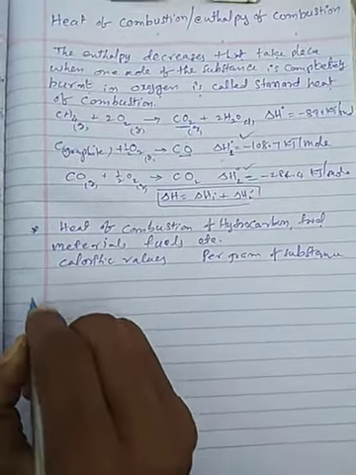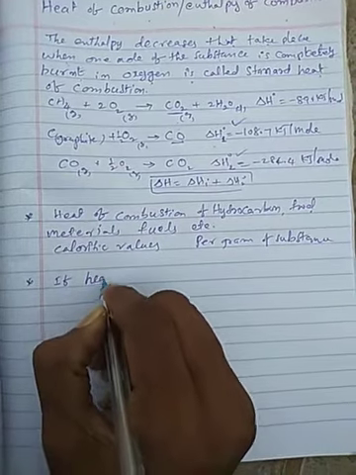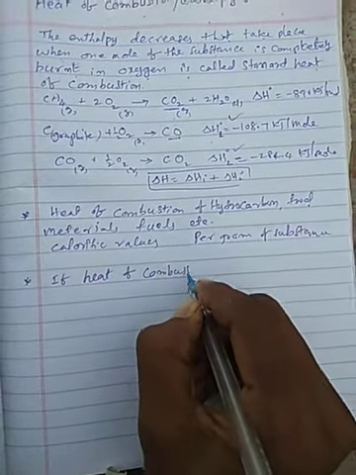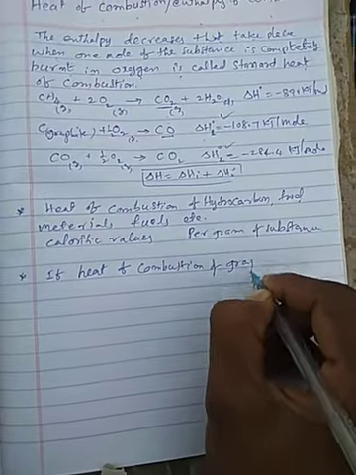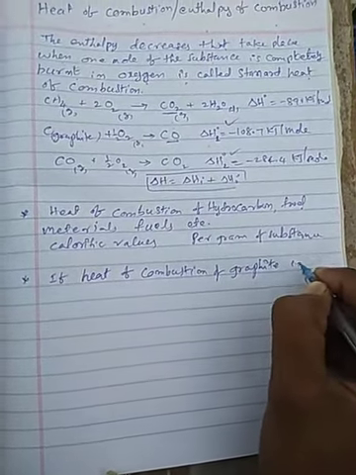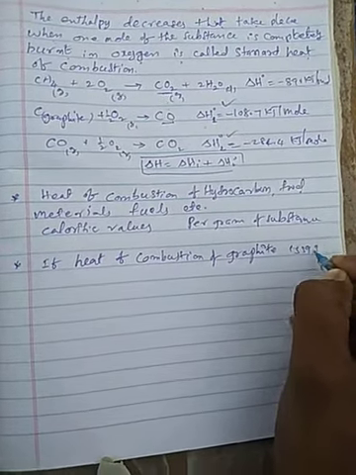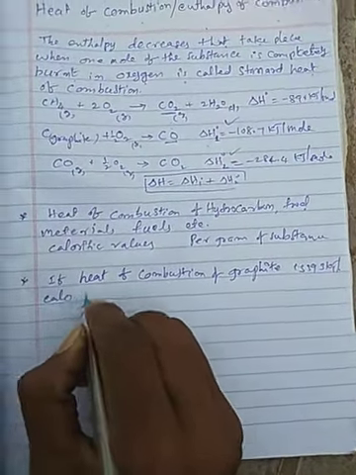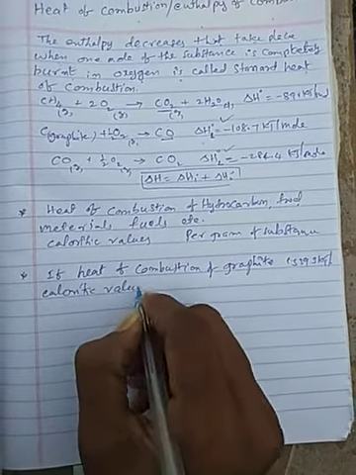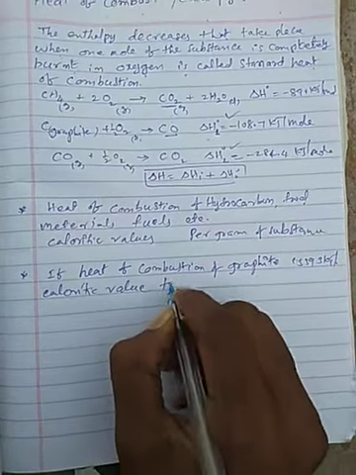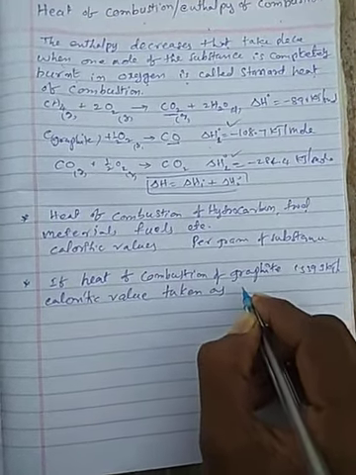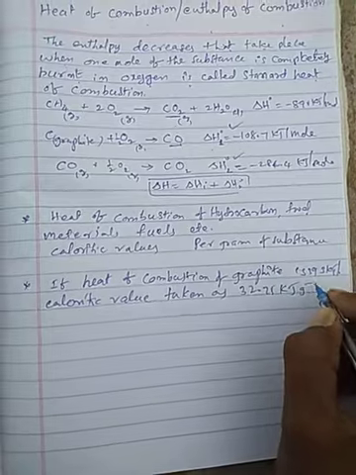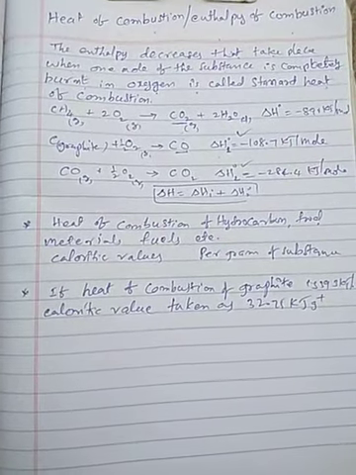Now, if the heat of combustion of graphite is 393 kilojoule per mole, its calorific value is taken as 32.75 kilojoule per gram. The calorific value of LPG is determined using this method.